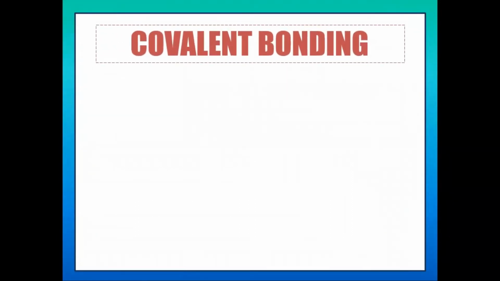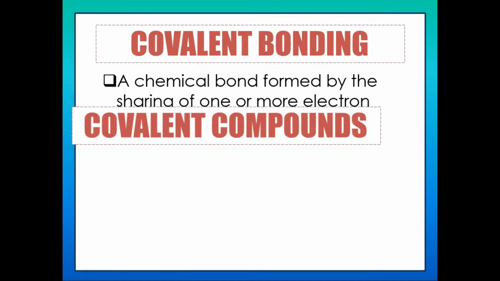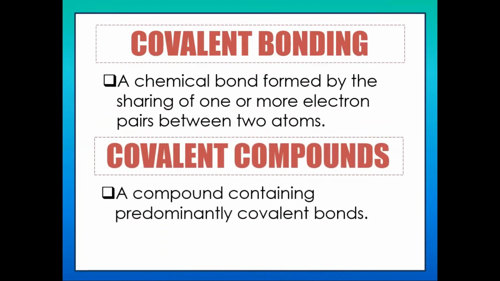From what you've learned from our previous discussion, covalent bonding is a chemical bond formed by the sharing of one or more electron pairs between two atoms. And these atoms must be nonmetals. So when there is bonding happening between two nonmetal elements, the type of bonding is what we call covalent bonding. Now, the product formed from this bonding is what we call covalent compounds. Again, covalent compounds are compounds containing predominantly covalent bonds.